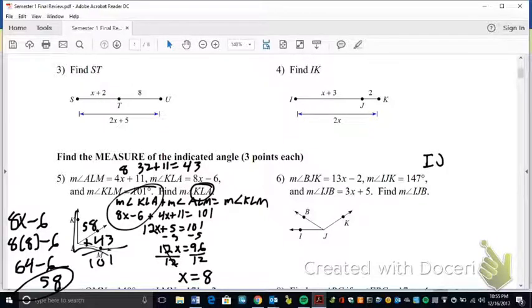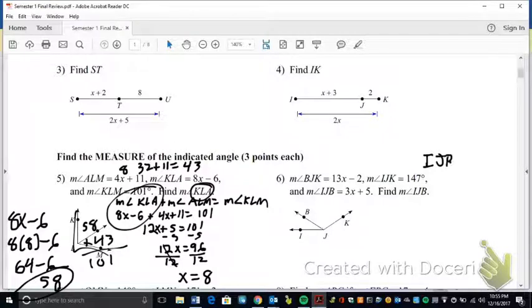If you end up with a wrong x, when you plug it in, it doesn't work out, okay? So let's say I said 96 divided by 12 is 9. Then that would give me KLA as 72 minus 6, 66, and ALM as 36 plus 11, or 47. 47 and 66 add up to 113, not 101. So see, that's how you'd go about and check it. That's why checking work is so important.